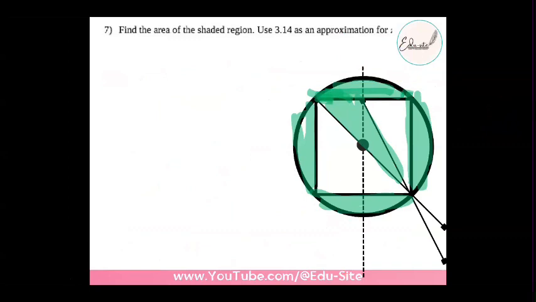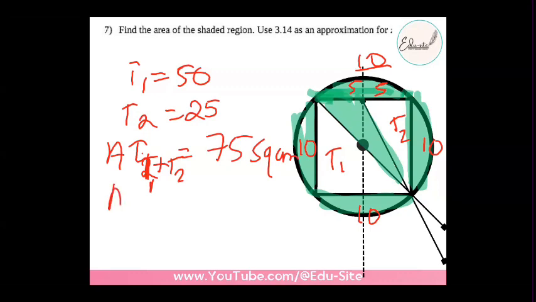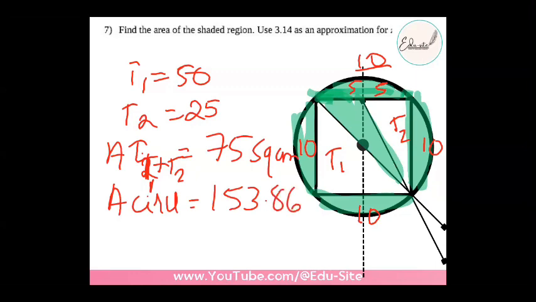We just calculated the area of triangle 1 and the area of triangle 2, because the heights were already given. 10 centimeters as a whole, so 5 centimeters here and 5 centimeters here, and here it is 10 centimeters given already. So the area of T1 was 50 and the area of T2 was 25. Both together were 75 square centimeters. Then we calculated the area of the entire circle, which was 153.86 square centimeters.